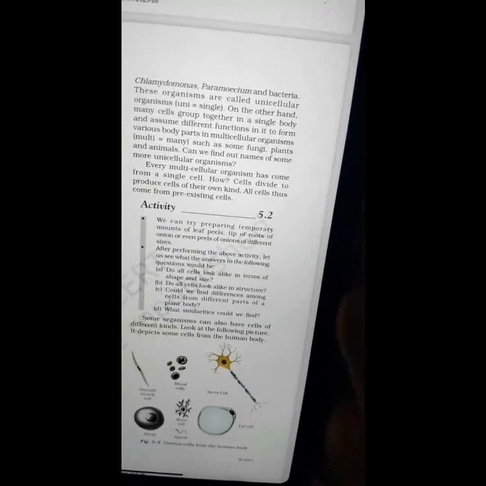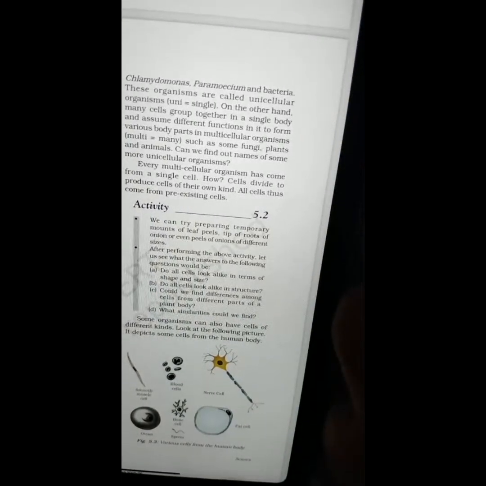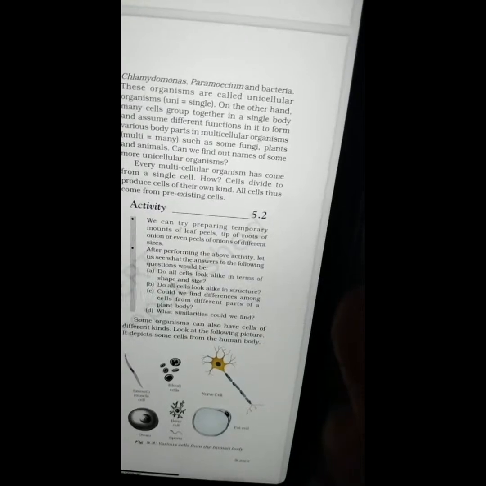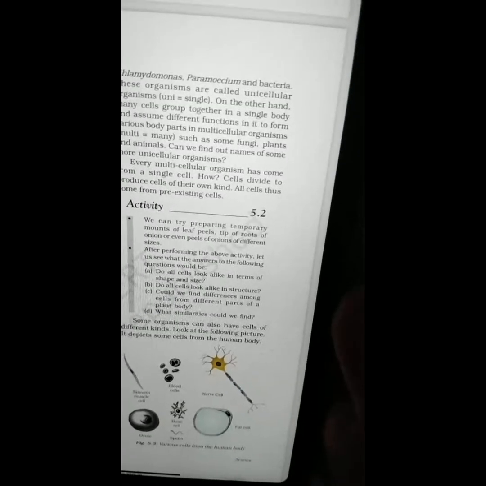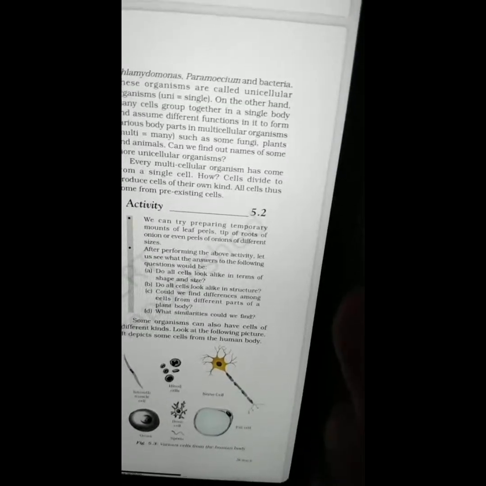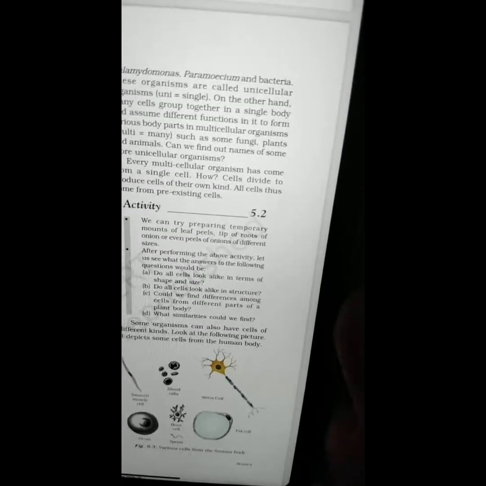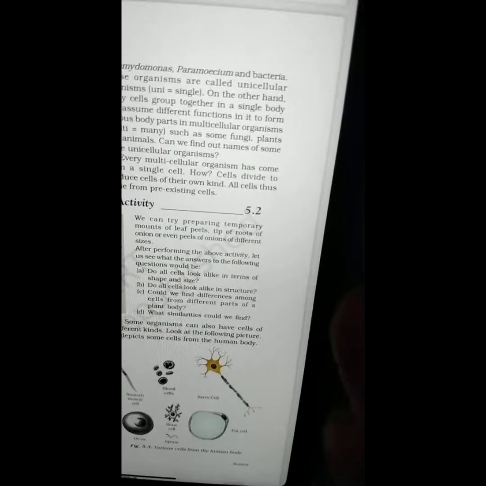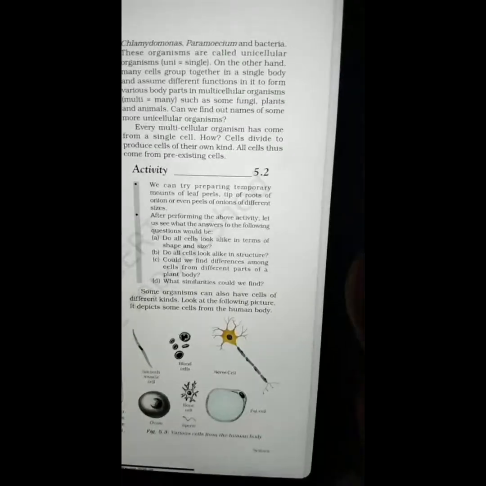Activity 5.2. We can try preparing temporary mounts of leaf peels, tip of roots of onion, or even peels of onions of different sizes. After performing the above activity, let us see what the answers to the following questions would be. Do all cells look alike in terms of shape and size? Do all cells look alike in structure? Could we find differences among cells from different parts of the plant body? What similarities could we find?